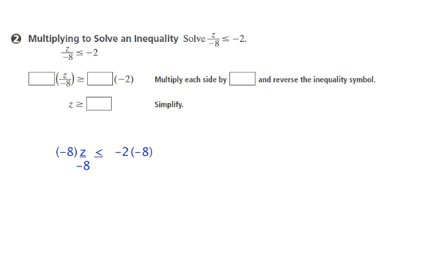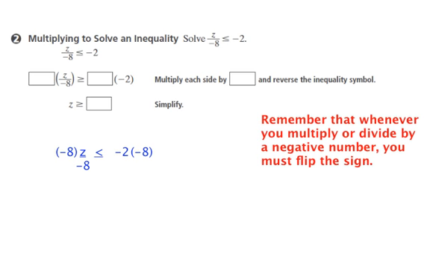Remember that whenever you multiply or divide by a negative number, you must flip the sign. So the less than or equal to symbol will become a greater than or equal to symbol. The negative 8's cancel each other out on the left-hand side, so you're left with z. On the right-hand side, we have negative 2 times negative 8, which is positive 16. So z is greater than or equal to 16.